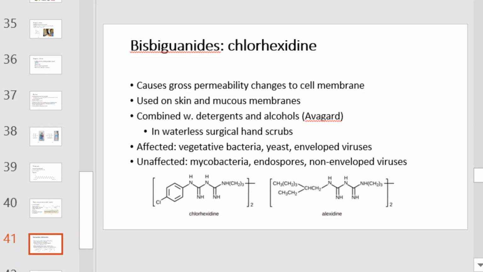Biguanides, like chlorhexidine, cause gross permeability changes to the cell membrane. They're used on skin and mucous membranes, combined with detergents and alcohols. They affect vegetative bacteria, yeast, and enveloped viruses. Mycobacteria, endospores, and non-enveloped viruses are not affected by them.